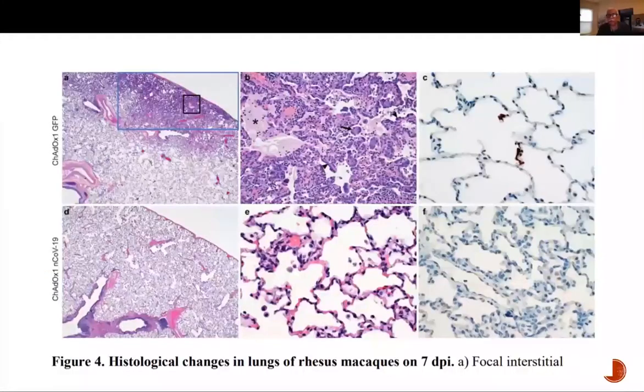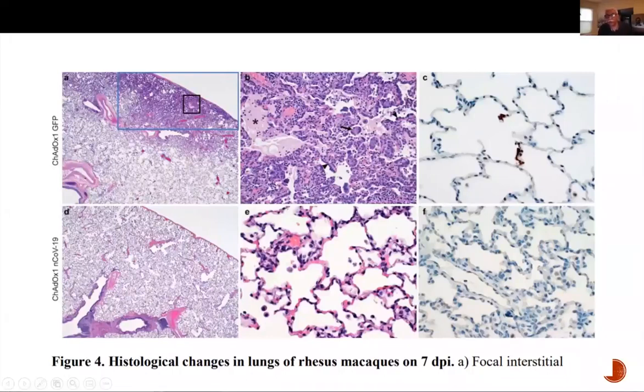This is just a pathology of the monkeys, where you look at the tissue and you can see infiltrating lymphocytes in the control monkeys, and you get a nice clean tissue distribution in the vaccinated monkeys.